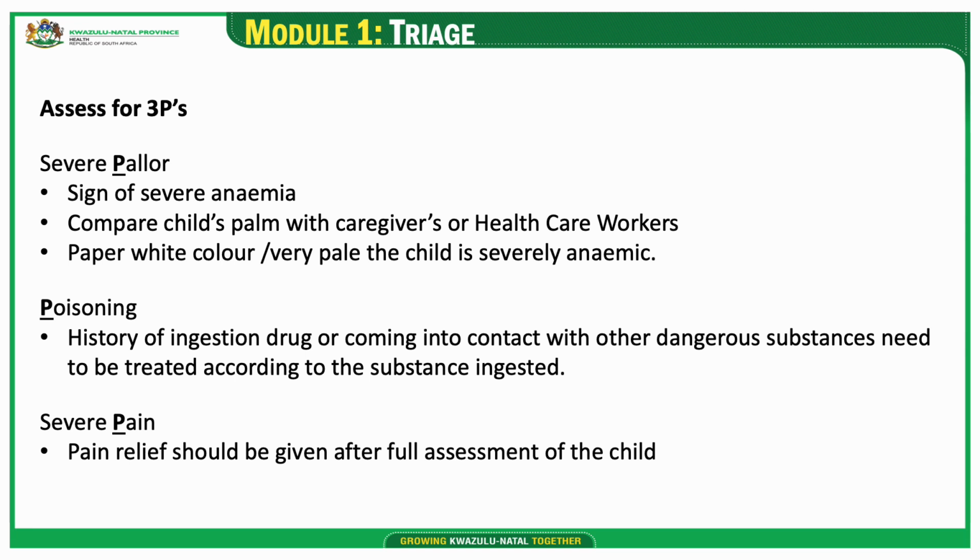The 3 P's stand for severe pallor, poisoning, or severe pain. To check for pallor, we don't have to check for a hemoglobin. However, we see it best of all in the child's palm. If we compare the child's palm with the caregiver's palm or the healthcare worker's palm, we can see whether the child appears very pale or even looking white, and this would indicate that the child is severely anemic.